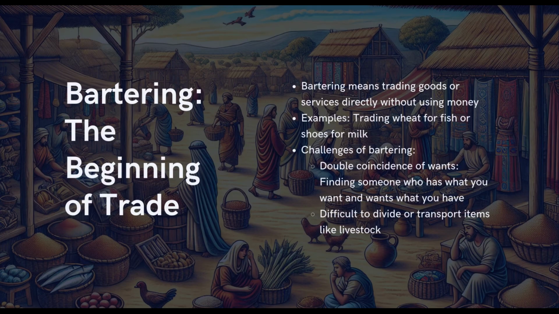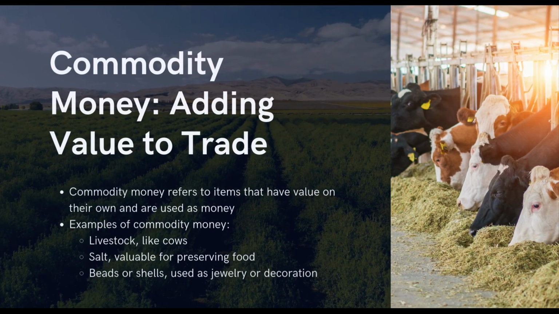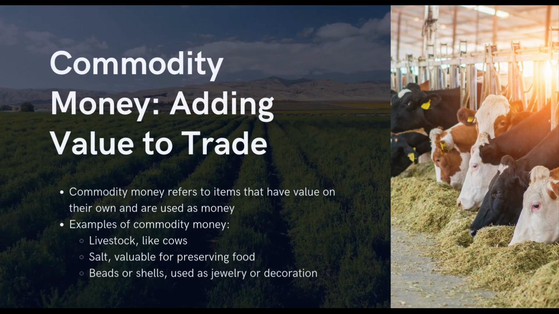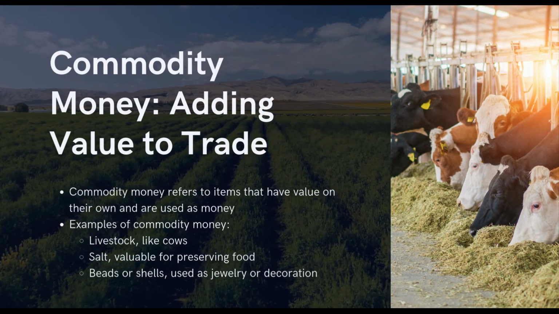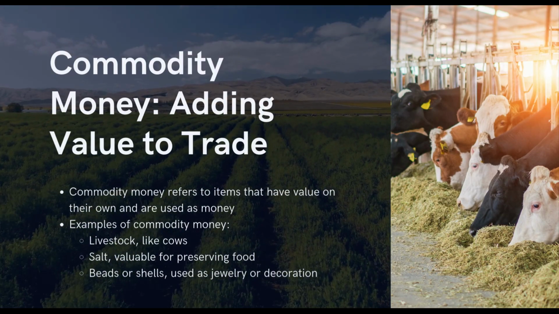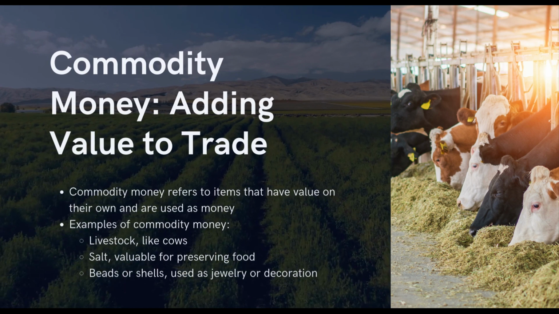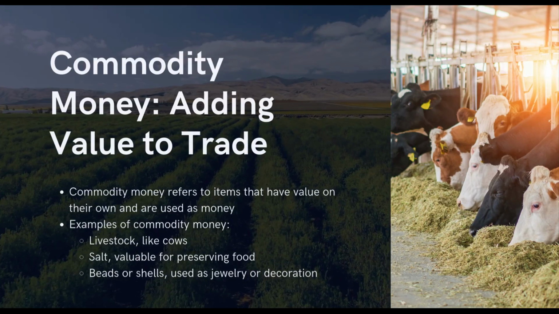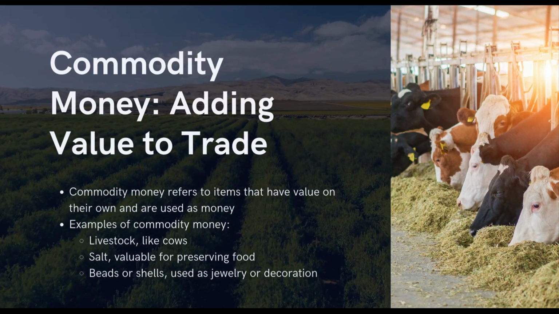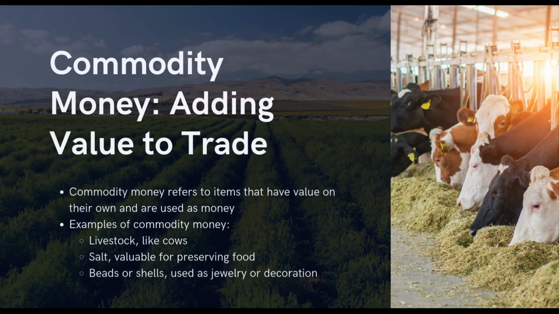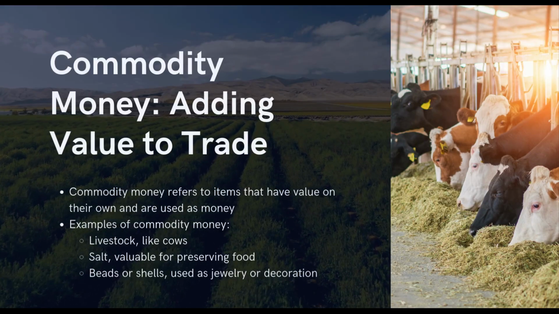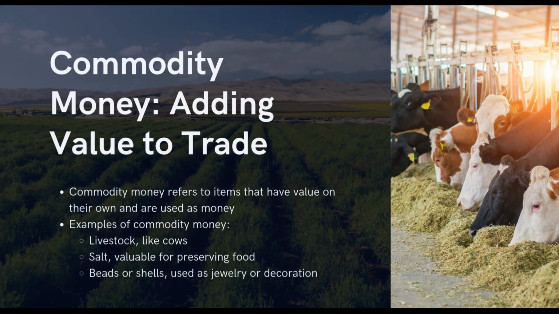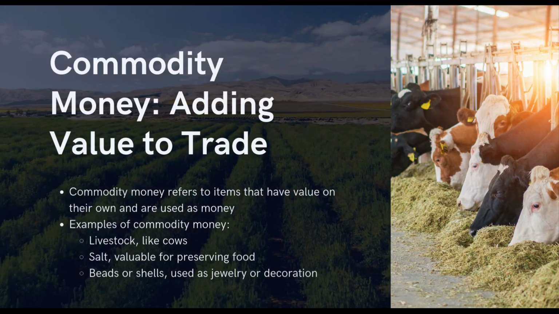rise of commodity money. Commodity money is money made up of items that have value on their own. People started using things like cows or livestock, which were valuable for food and farming, then salt, which was rare and important for preserving food, or beads or shells, which were used as jewelry and decorations. These items solved some of the problems of bartering because they were already widely accepted and easier to trade.